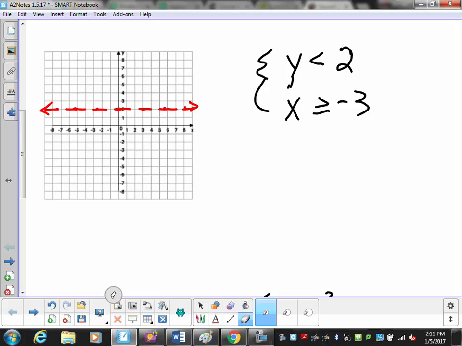Alright. The next piece is, since it is an inequality, we need to shade. This one's pretty simple, since y is less than 2, that's everything below that line.